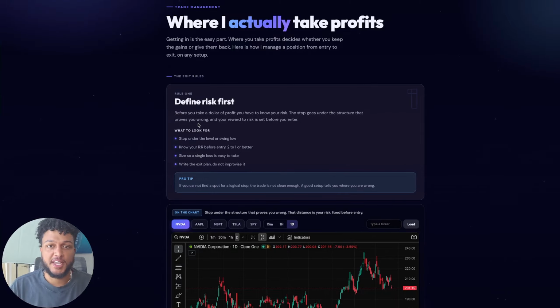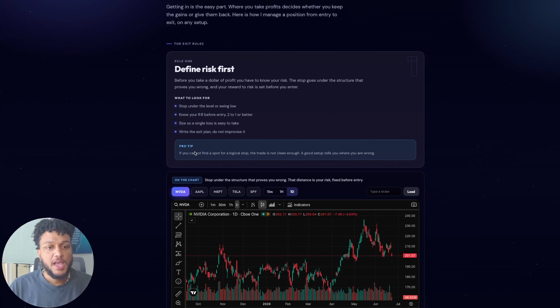If you're just taking these trades with no stop loss and no clear take profit, you're going to get too emotional. And that's when you start letting emotions dictate the trade plan as opposed to following the trade plan you laid out and being systematic with your approach. And just an overall tip here, if you can't find a logical stop, the trade is not clean enough. A good setup tells you where you're wrong and when you're right.